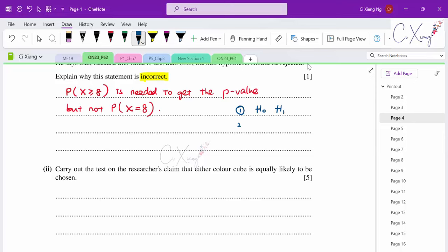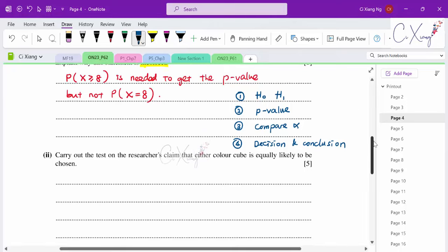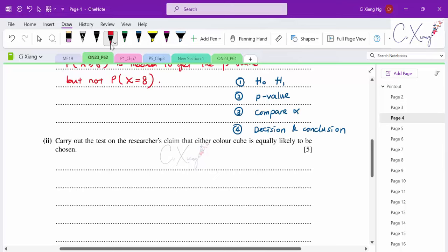First step, you have to set up the null and alternative hypothesis. Secondly, you have to calculate the p-value by using a suitable distribution. Third, you have to compare the p-value with alpha. And fourth, you need to make a decision and also write out a conclusion statement in the context of the question. So these are the 4 steps that must be included when you are carrying out the hypothesis test, right?